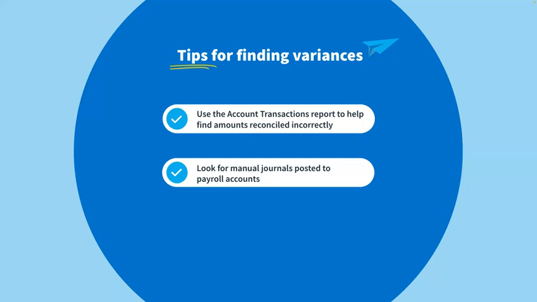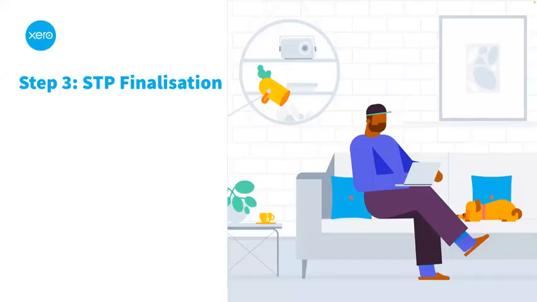And if you can't find what's causing the variance, we recommend reaching out to your bookkeeper, accountant, or professional association for more troubleshooting help. Step 3 is finalize your STP data. Businesses using single touch payroll will need to finalize employee wages, PAYG, and superannuation for the financial year by completing an STP finalization.